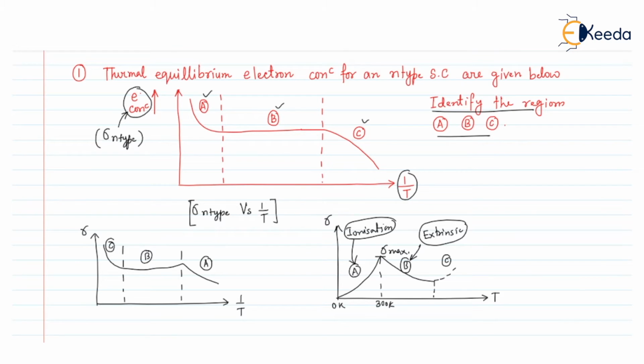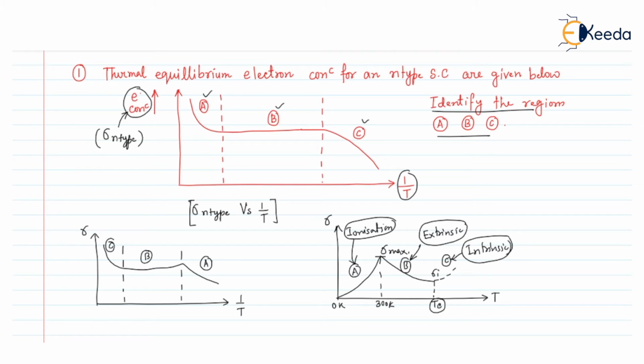And in the C region, here the conductivity is sigma, that is the intrinsic conductivity, because the semiconductor has been converted to an intrinsic semiconductor at the critical temperature Tc. So at this temperature, the semiconductor which was an extrinsic semiconductor is now converted into an intrinsic semiconductor. So the region C is named as intrinsic.